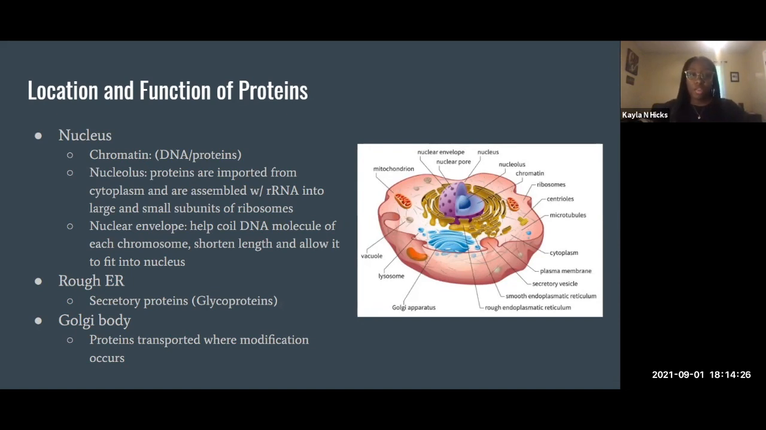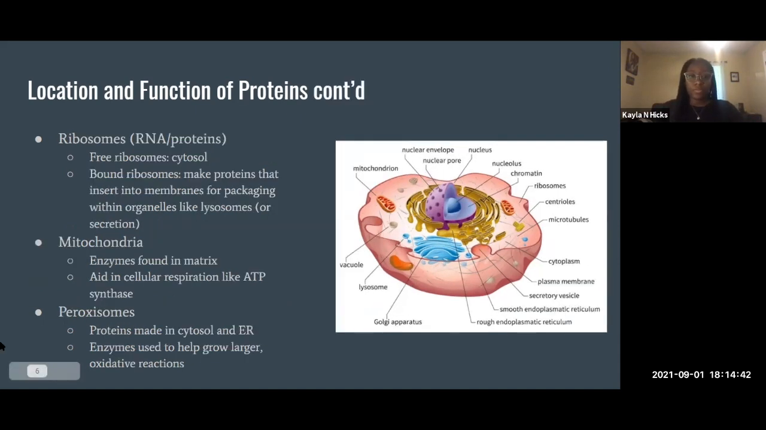Then there's the rough endoplasmic reticulum, and the majority of the proteins found there are glycoproteins. And in the Golgi body, this is where the proteins are transported from the rough ER, where they are then modified. Then there are ribosomes, and ribosomes are made up of RNA and proteins. There are two types of ribosomes: free ribosomes, whose proteins are found in the cytosol, and bound ribosomes, which make proteins that insert into membranes for packaging or secretion.